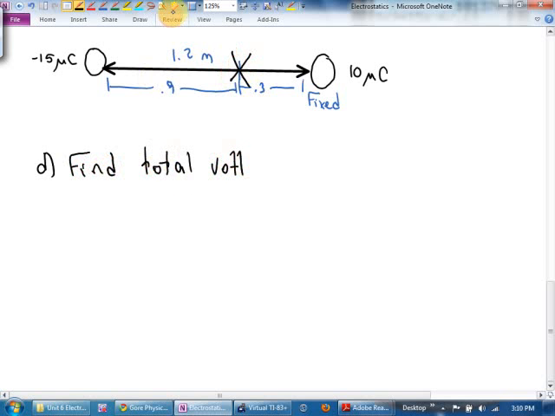Spelling the word voltage correctly, Mr. Dueck. Find the total voltage at X. How do I find voltage from point charges? Probably looking at your sheet somewhere.